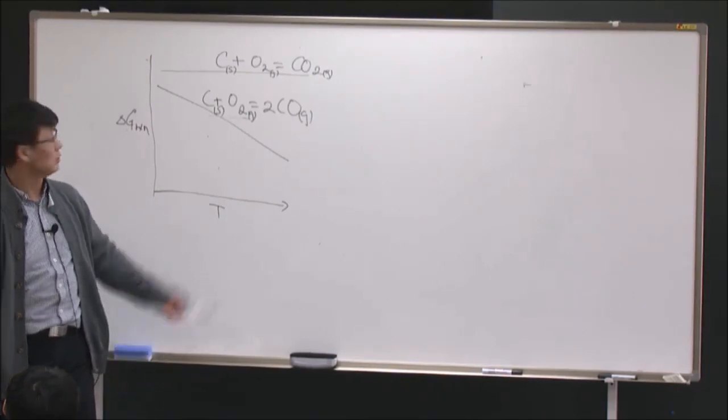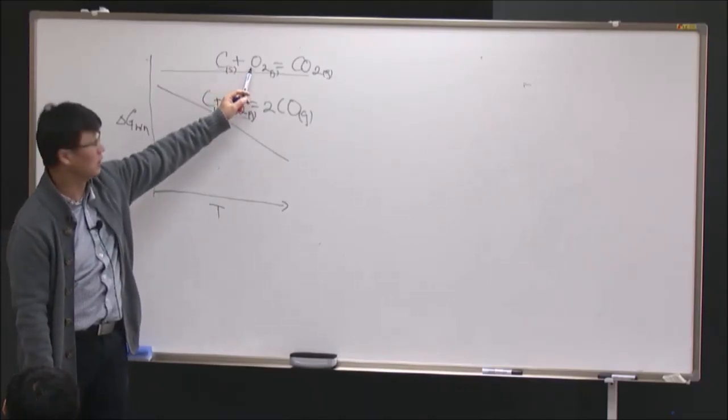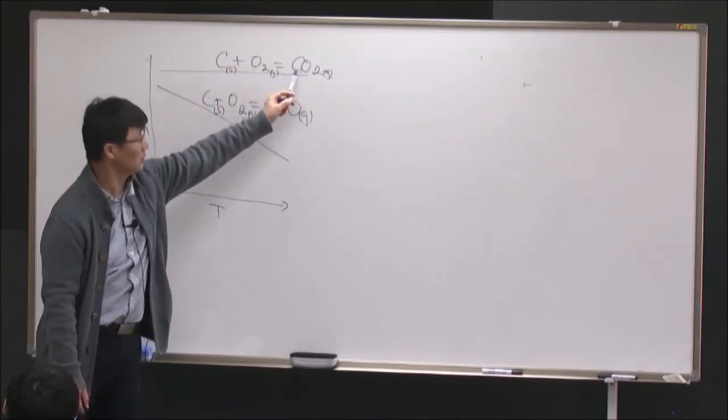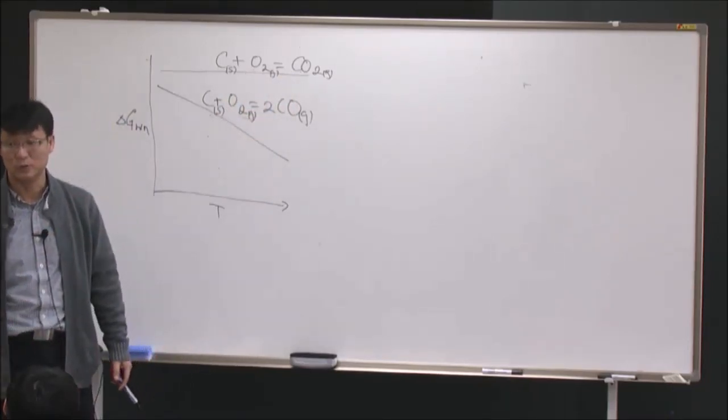Okay? Because this is very small. From the entropy point, this is very small. This is very big. This is almost the same as this one. So these two are balanced together. It becomes almost zero.